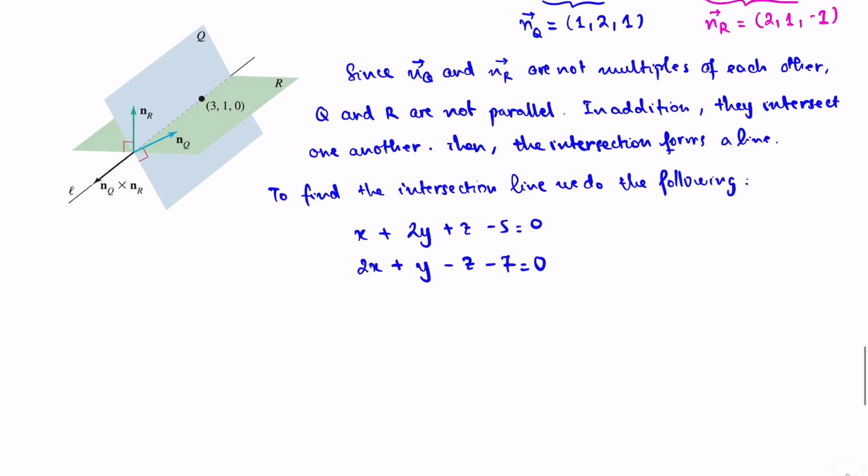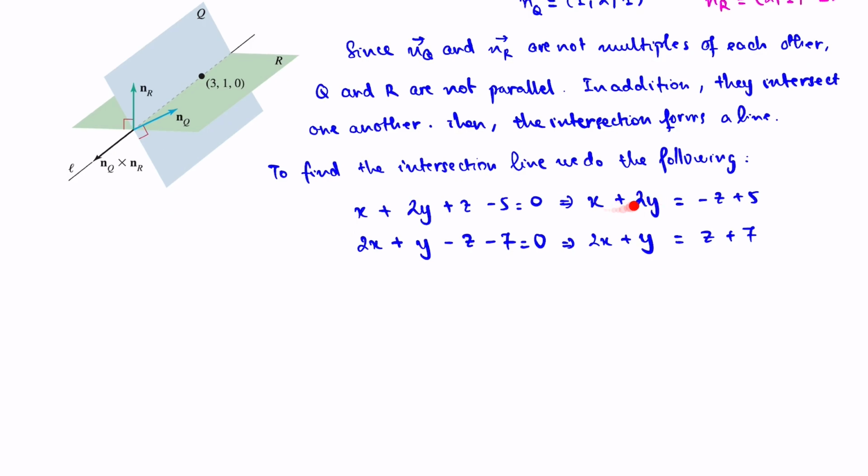So from the first equation, you can solve for x + 2y as negative z + 5. From the second equation, you do the same thing. You get 2x + y = z + 7. Now you have a new system of two equations with two unknowns, because we want to set z as the free variable, so z is no longer a variable that we need to worry about.